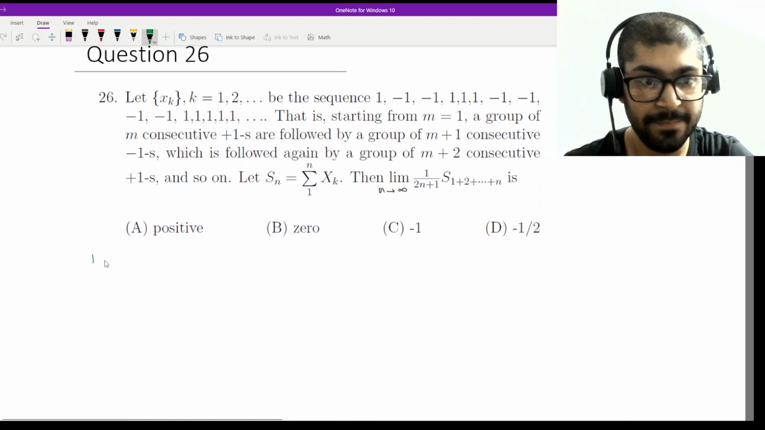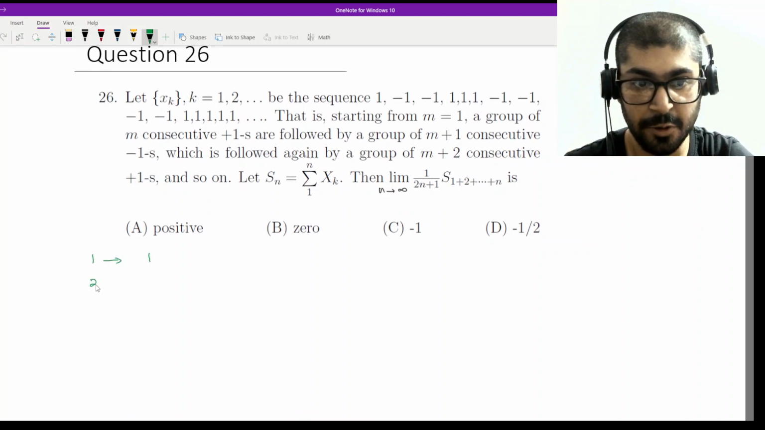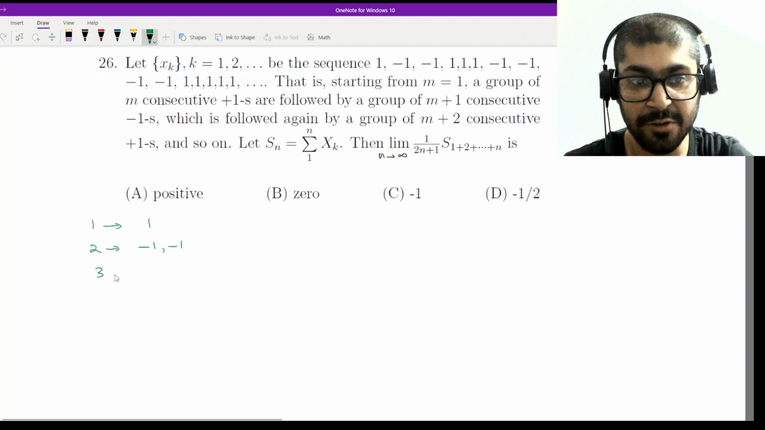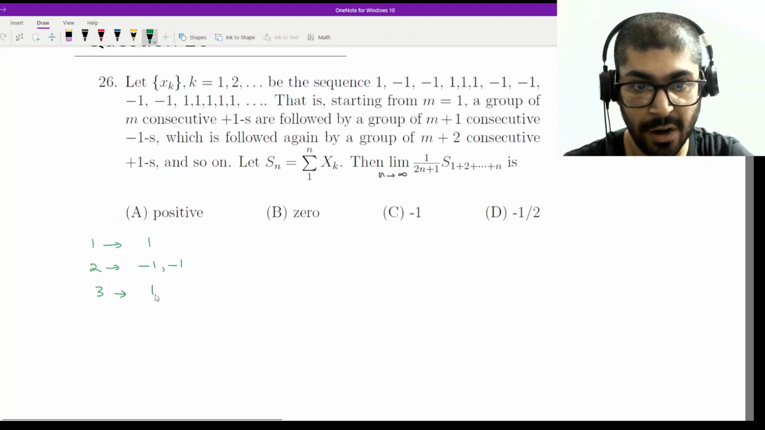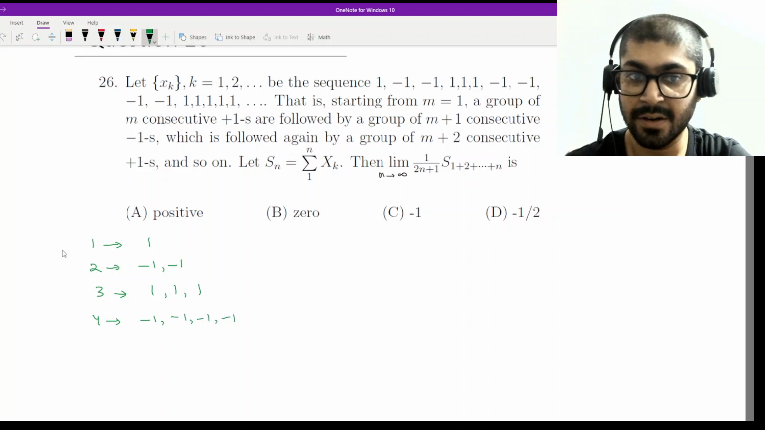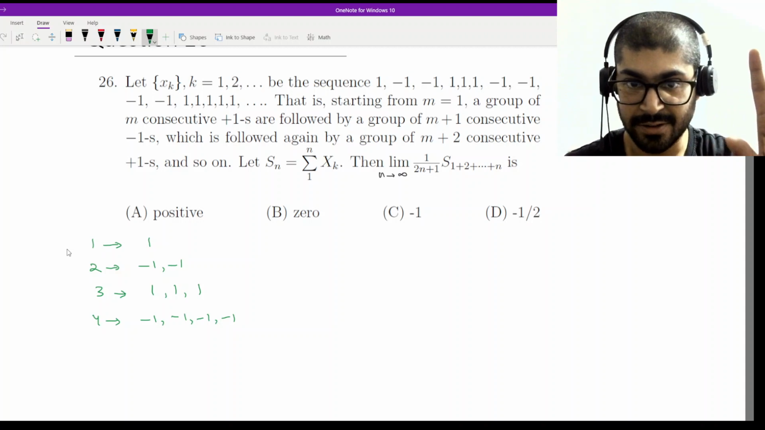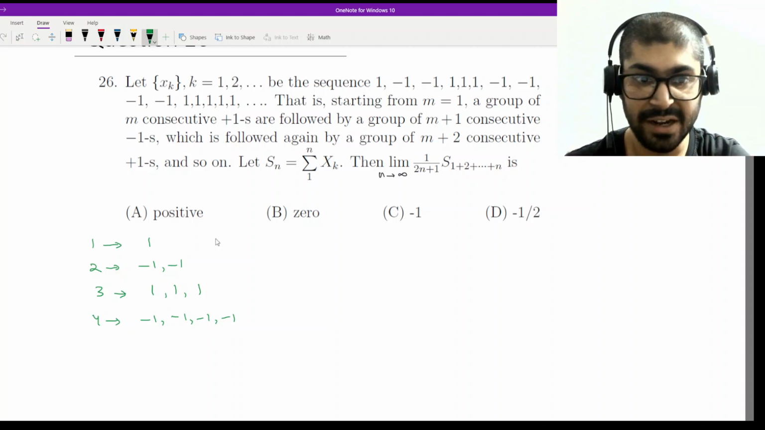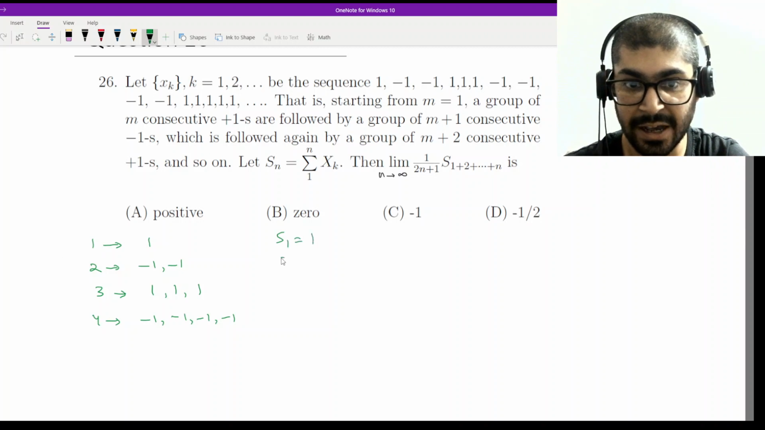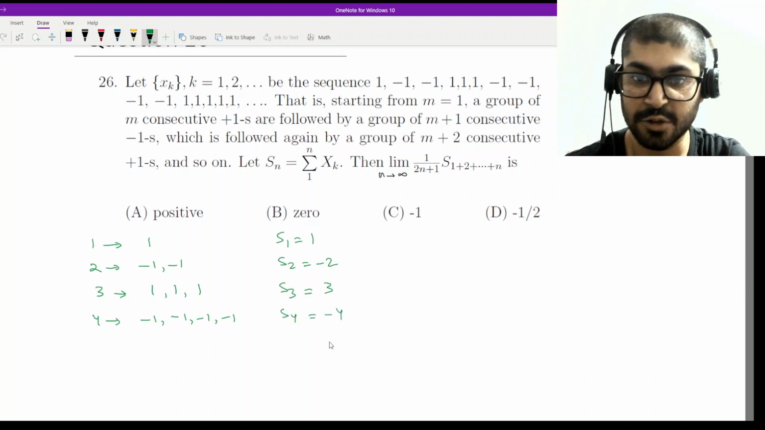So if we look into the terms, term 1 will be 1, term 2 will be as given here, minus 1, minus 1, term 3 will be 1, 1, 1, term 4 will be minus 1, minus 1, minus 1, minus 1, right? So what will be the sum of the individual terms? Now the sum of the individual terms, s1 would be 1, s2 would be minus 2, s3 would be 3, s4 would be minus 4, and so on.